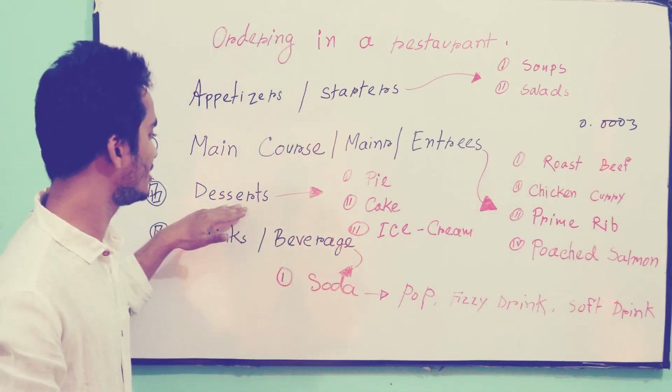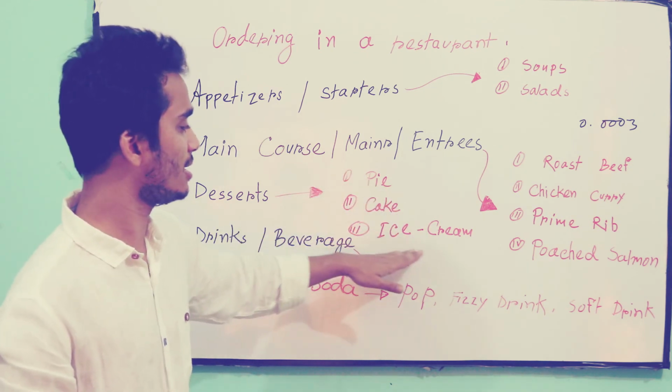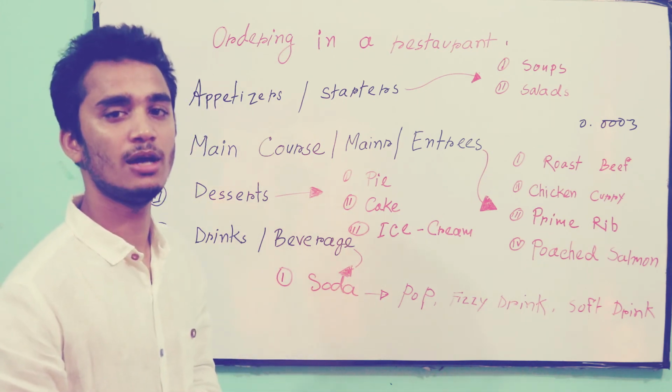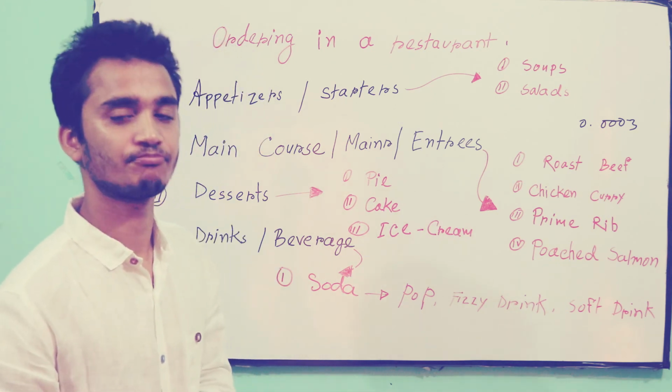And desserts are also similar. In desserts I am writing some things: pie, cake and ice cream, and all of them are similar. And drinks and beverages, as I explained, are all kinds of soda or all kinds of drinking things.